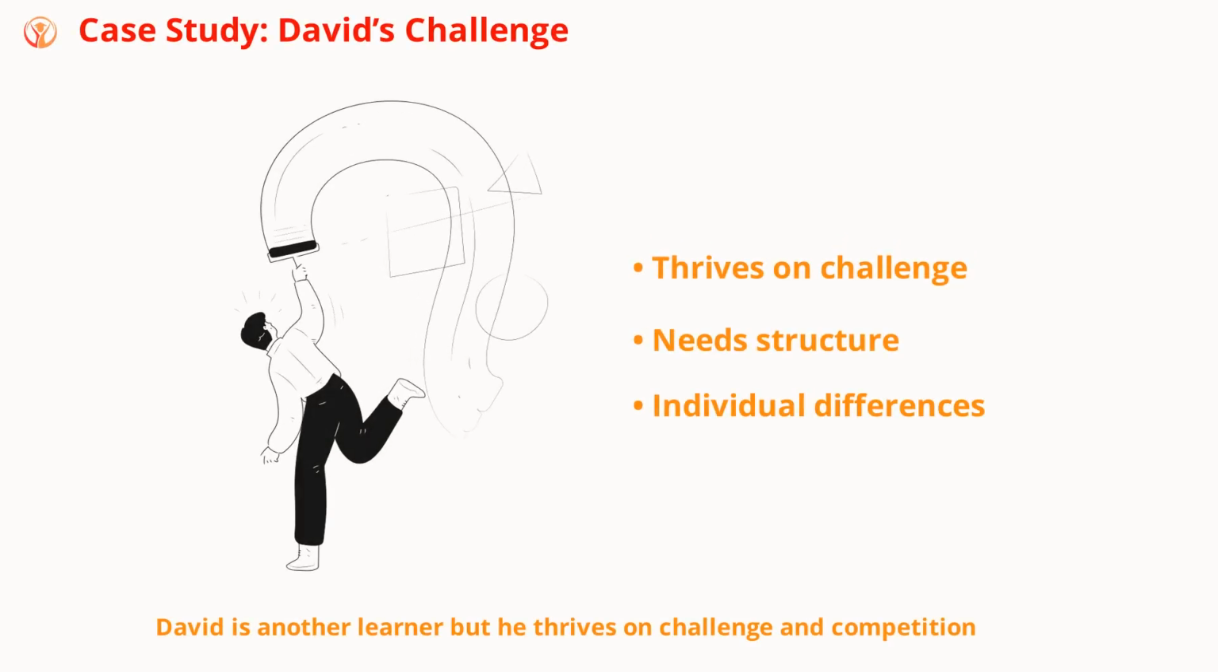David is another learner, but he thrives on challenge and competition. When given difficult tasks, he feels energized and motivated. However, if the classroom becomes too relaxed or lacks structure, he loses interest. This example shows that affective factors are highly individual, and teachers must balance support with appropriate challenge.